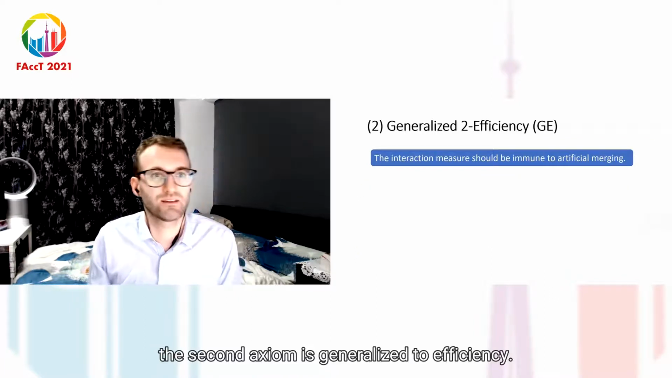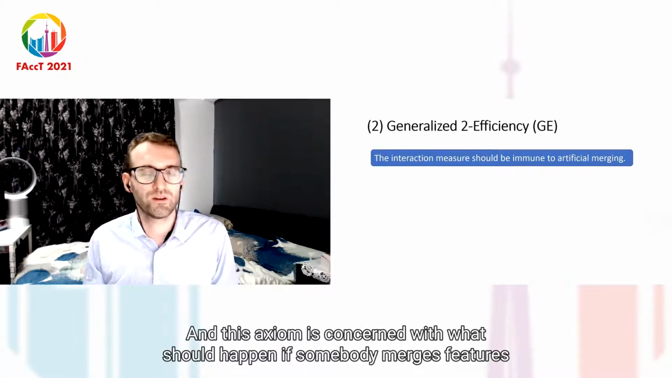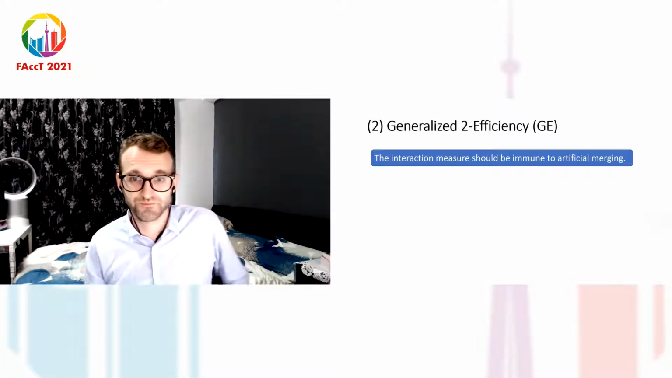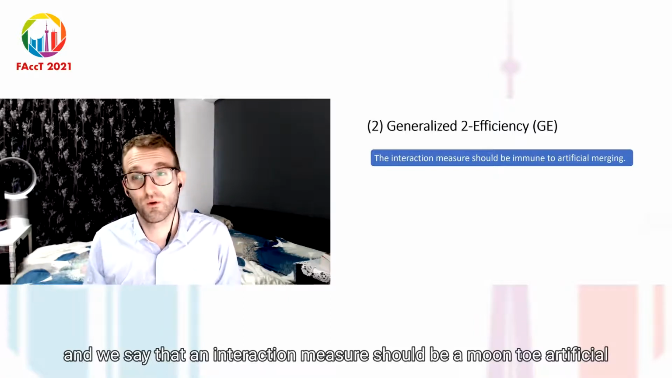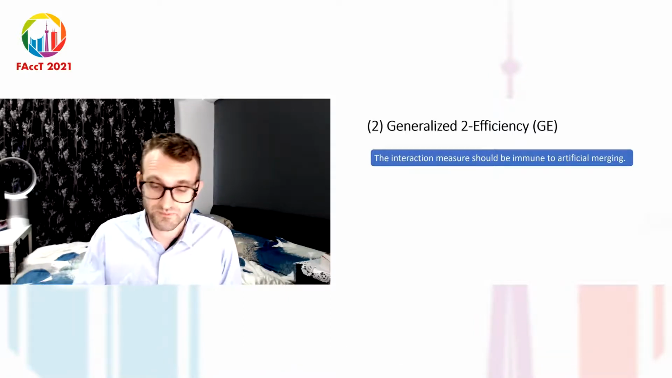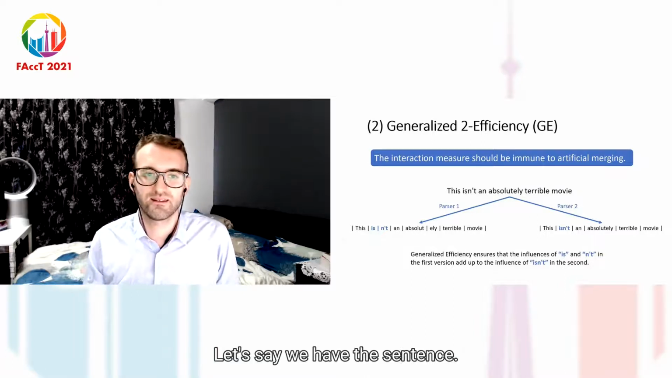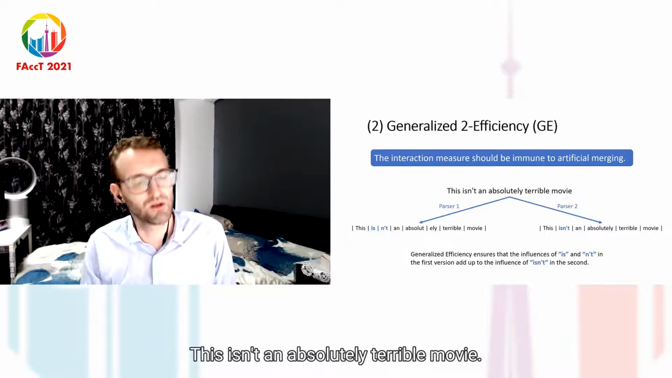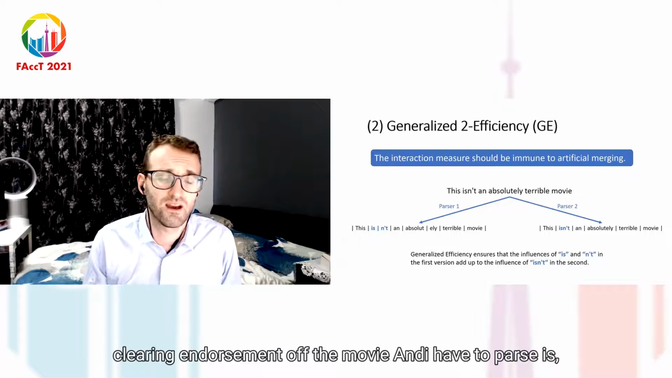The second axiom is generalized true efficiency. And this axiom is concerned with what should happen if somebody merges features together. And we say that an interaction measure should be immune to artificial merging. Let me discuss a little example here. Let's say we have the sentence, "This isn't an absolutely terrible movie." A glowing endorsement of the movie.